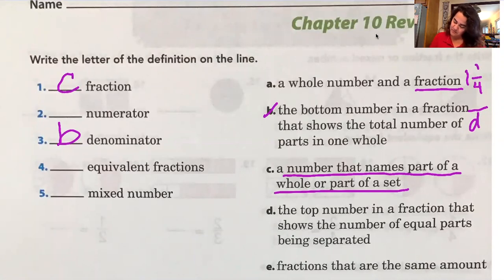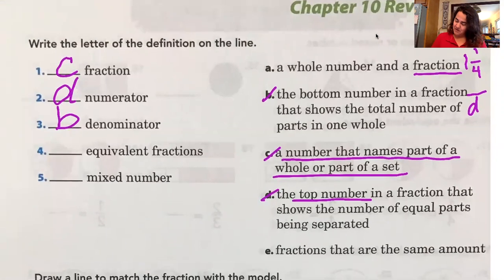Then we have the top number in a fraction that shows the number of equal parts being separated. So we want the top number, and what is that, second grade? That's right, it's the numerator. Good job. Fractions that are the same amount are called what? Equivalent fractions. They are equal, right on? And that means, friends, that a mixed number is a whole number and a fraction, just like we wrote to the side, 1 and 1/4.